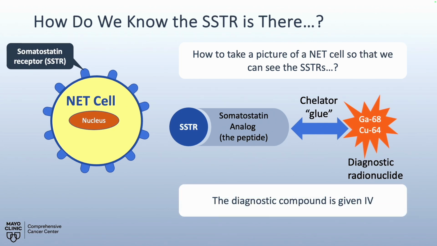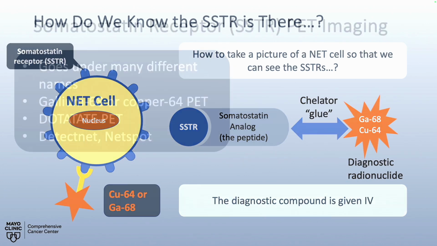You need something that glows in the dark that we can take a picture of. You need something that recognizes the receptor. You need something that glues it all together. Then we give it by IV, and we let it float around everywhere in the body, and it sticks to the tumor cells like two pieces of Velcro. And then we can take a picture of it.